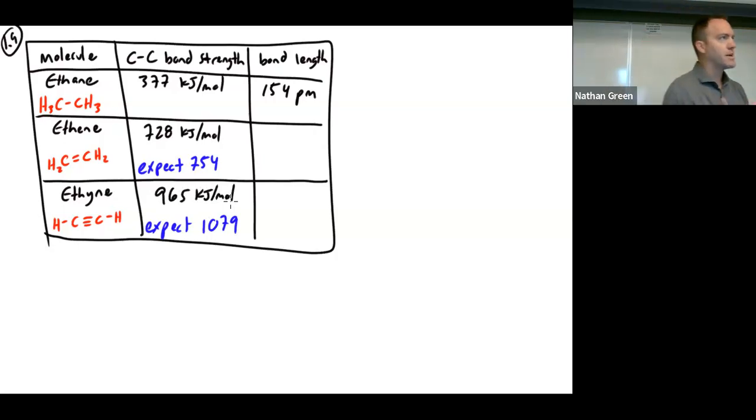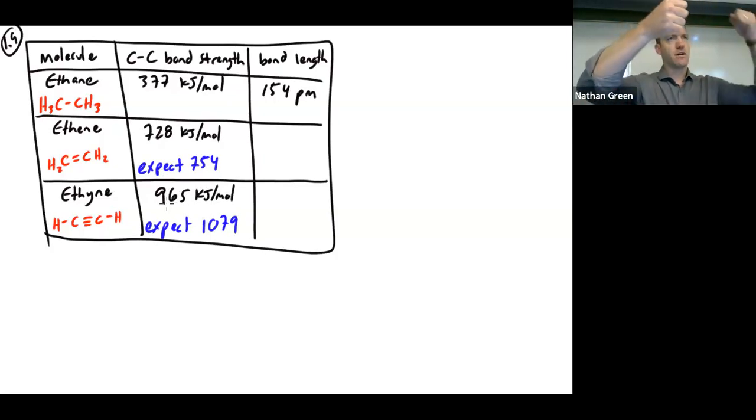So what the heck? A triple bond is stronger than a single bond, but why is it not nearly as strong as what I think it should be? This comes from something called electron repulsion. Electrons want to be near nuclei. Electrons do not want to be near each other. So they want to spread out as much as possible.